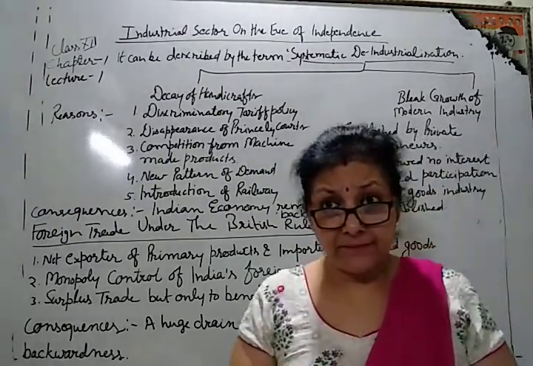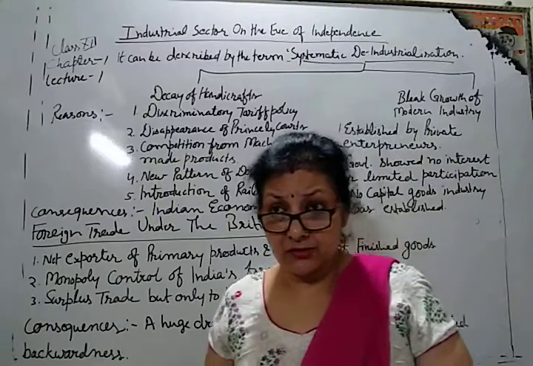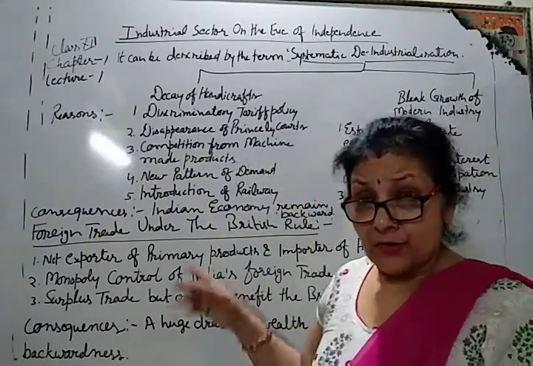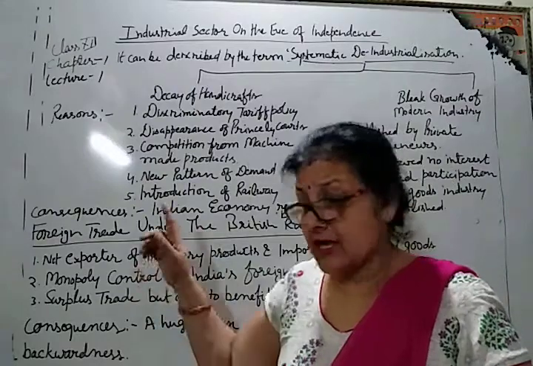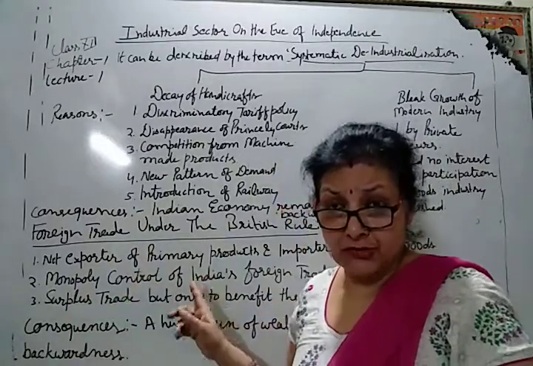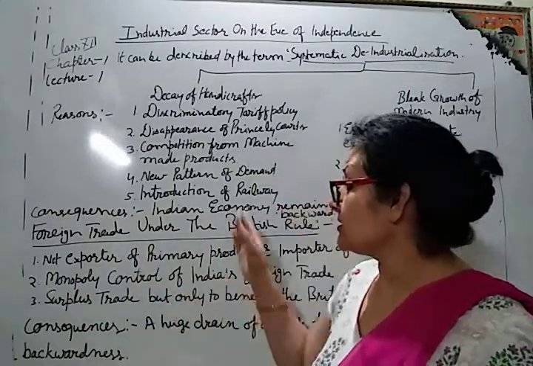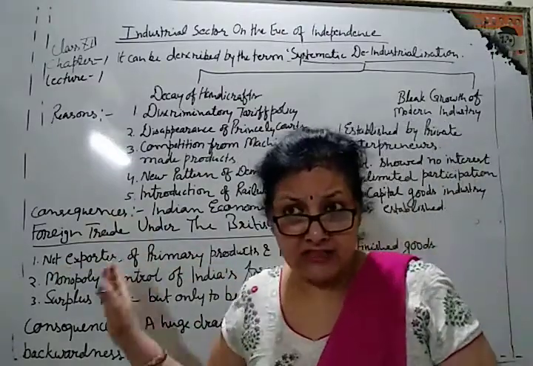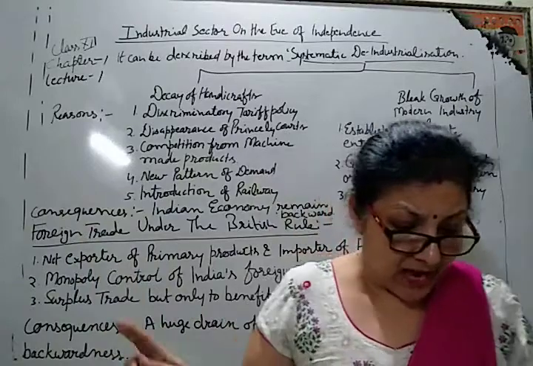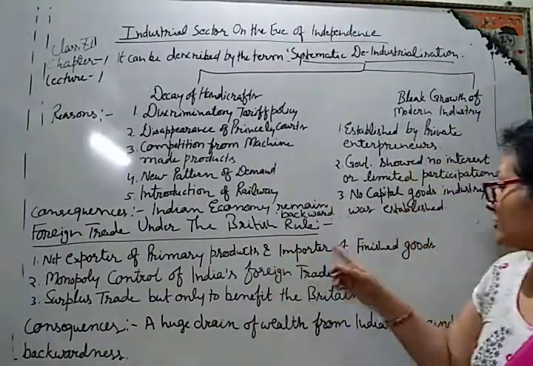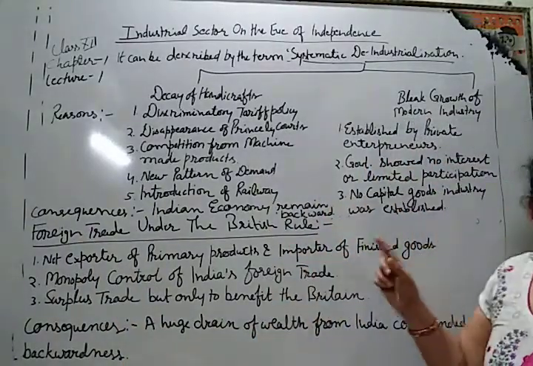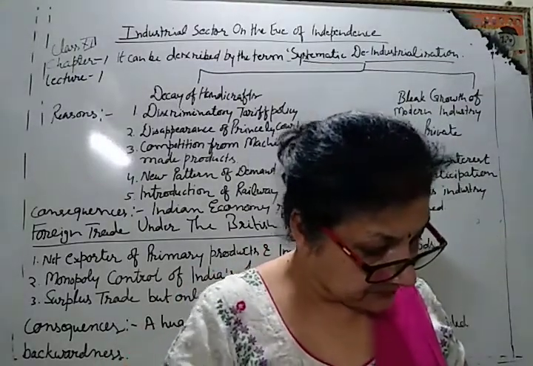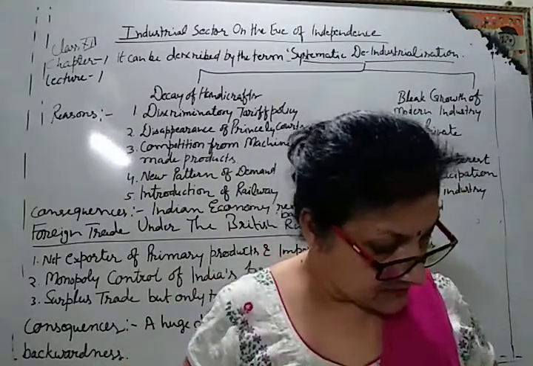Clear? ब्रिटिश रूल के शुरू होते ही इंडिया, who was the net exporter of finished goods, converted into the net exporter of primary goods or raw material, and also the importer of finished goods from Britain. Clear, beta? Yes.